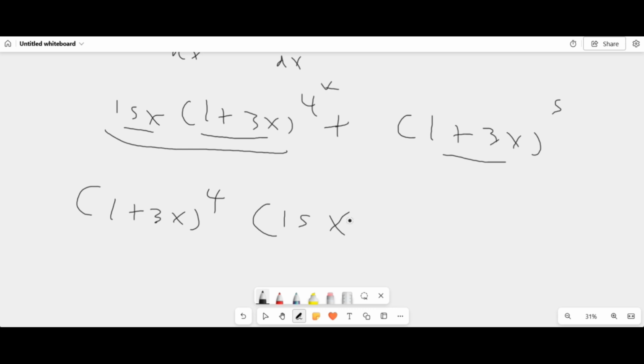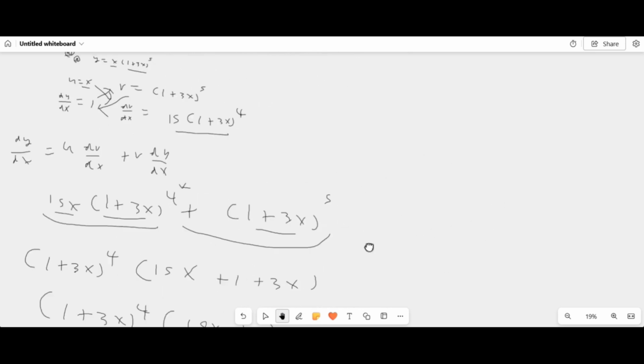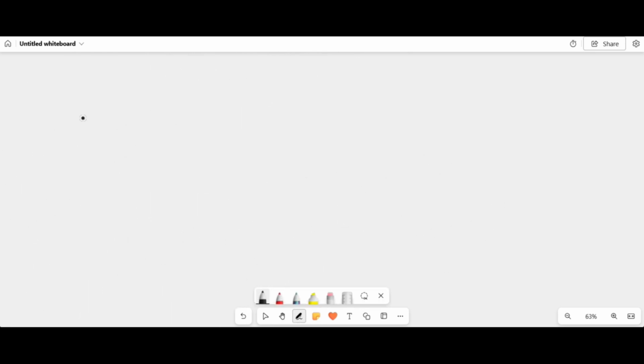So 15x is going to stay here. Then I want to take it out of this whole thing. Okay, well if I take 1 plus 3x to the power 4 out of 1 plus 3x to the power 5, it's going to leave me with just 1 plus 3x. So therefore, all I'm left with is 1 plus 3x. And now tidy up this bracket on the right here, so you get 1 plus 3x to the power 4, and on the right hand side, you've got 15x plus 3x, that's 18x, plus 1. So there's the answer there. Alright, come on. Alright, part B.